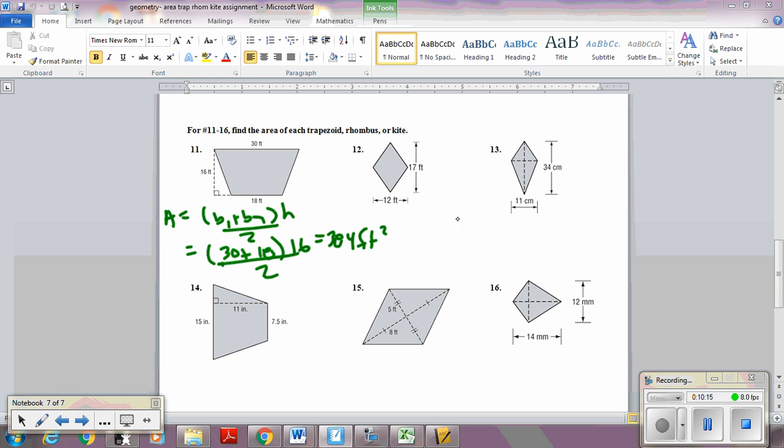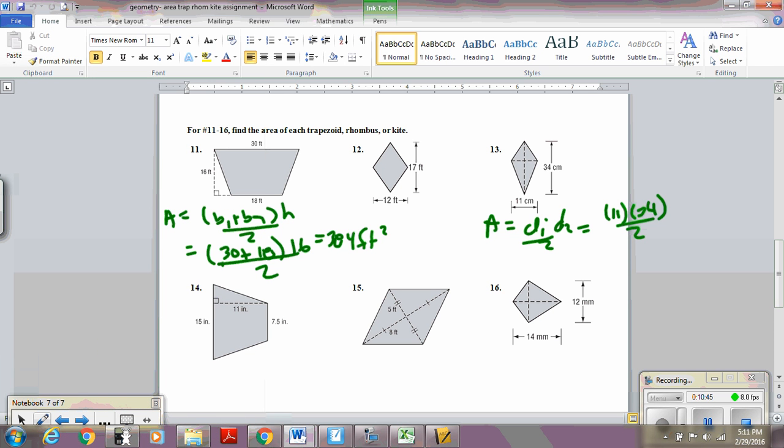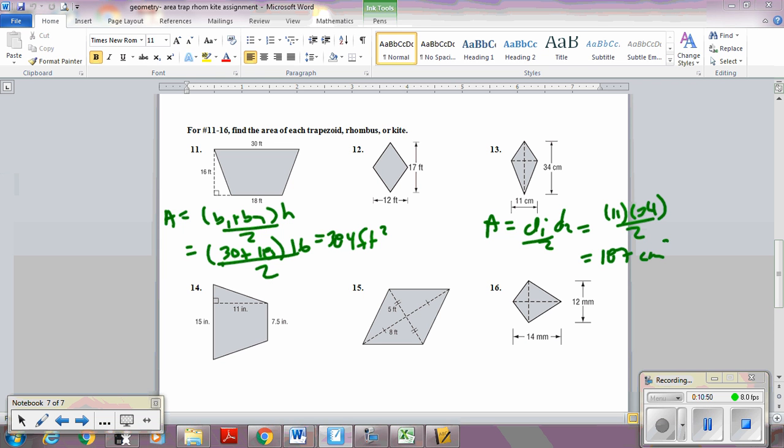Number 13 is a kite. So the area is d1 times d2 over 2, which would be 11 times 34 over 2, which is 11 times 17, essentially, for those who are quicker with the mental math. So 11 times 17, 187. So 187 centimeters squared.